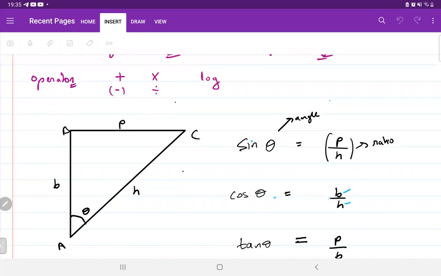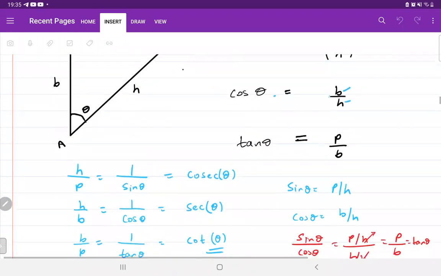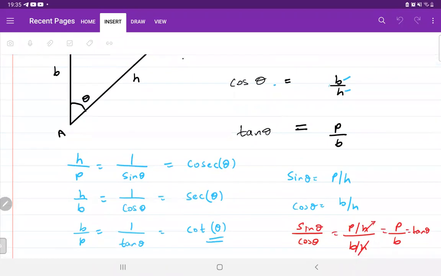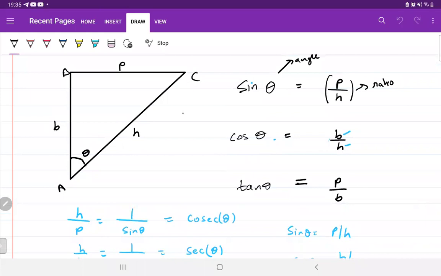Okay. Till this point, does anyone have any doubt? No doubt, sir. Cool. So now sine theta, cos theta, tan theta. I hope all of you understood. Yes or no?